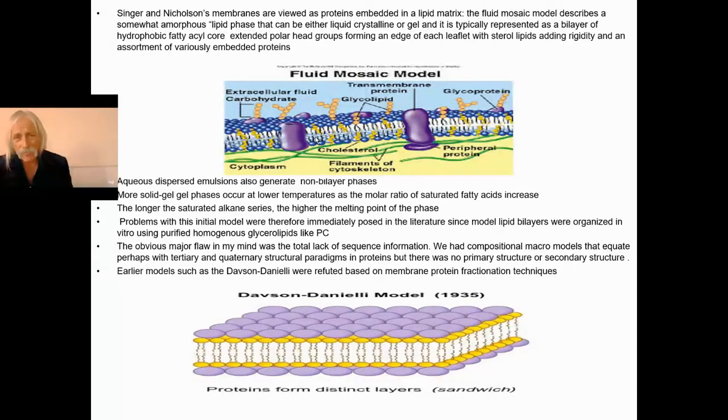Okay. So that's their basic model there, right? The Singer-Nicolson model. They also said in this paper that the lipid phase can be either liquid crystalline or gel, and it's typically represented as a bilayer with a hydrophobic fatty acyl core. That's what these blue hydrophobic chains shown here are, right, throughout the entire length of the membrane. It's a cross section, right? And then the polar head groups were considered to be on the surface because they interact with water. And indeed, that's what you find. That's what a bilayer would look like, essentially.